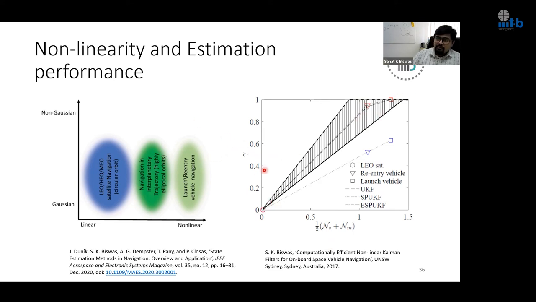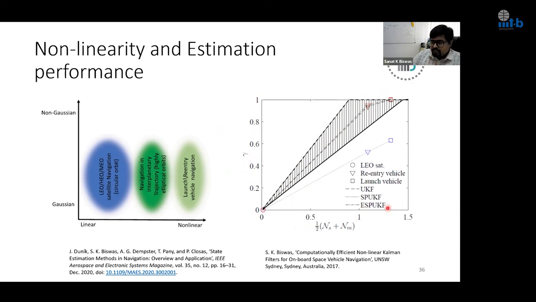And this gamma parameter that you have seen is the difference between the extended Kalman filter error and the unscented Kalman filter error, normalized by the extended Kalman filter error. Again, the norm, so that it becomes a scalar. We have shown that this gamma increases with increased nonlinearity. So these two are basically the boundary. Within these bounds, the gamma values will change for various nonlinearity, right?